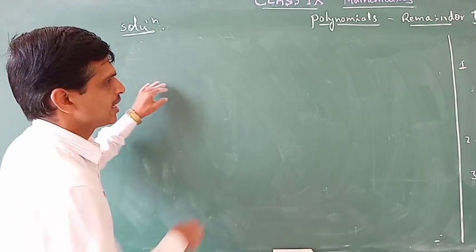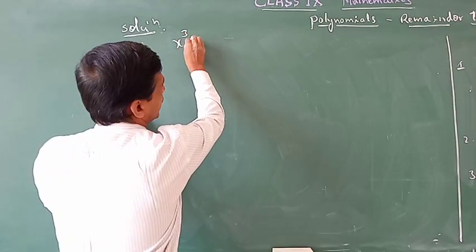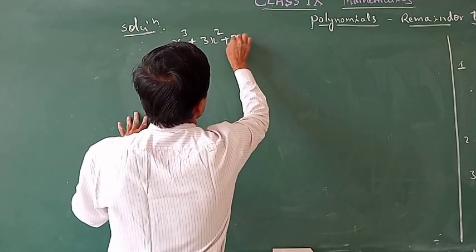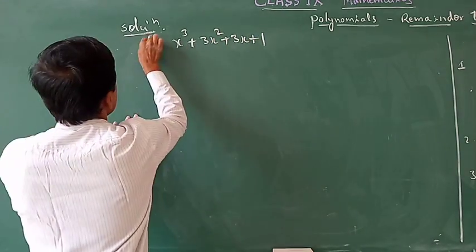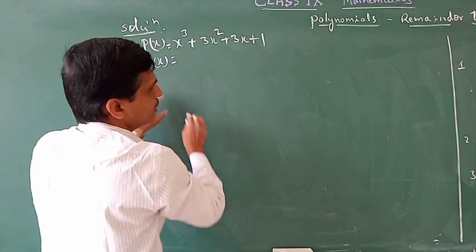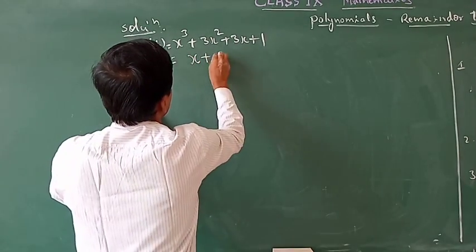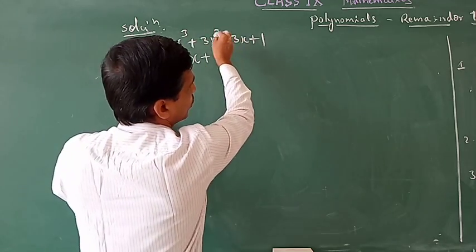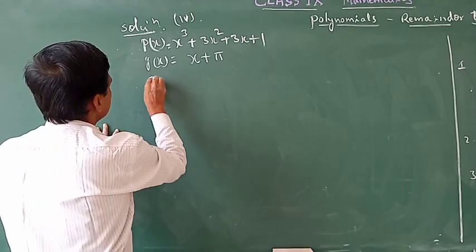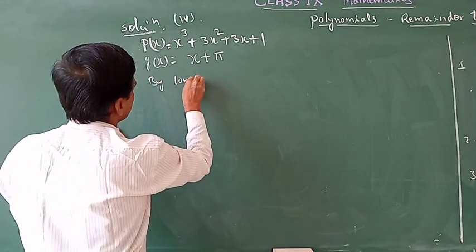Now take the same expressions of the next one. x cube plus 3x square plus 3x plus 1. Consider this p of x. Now g of x is x plus 5. x plus 5 means I took the fourth one in the first line. Now by the division process, by long division.